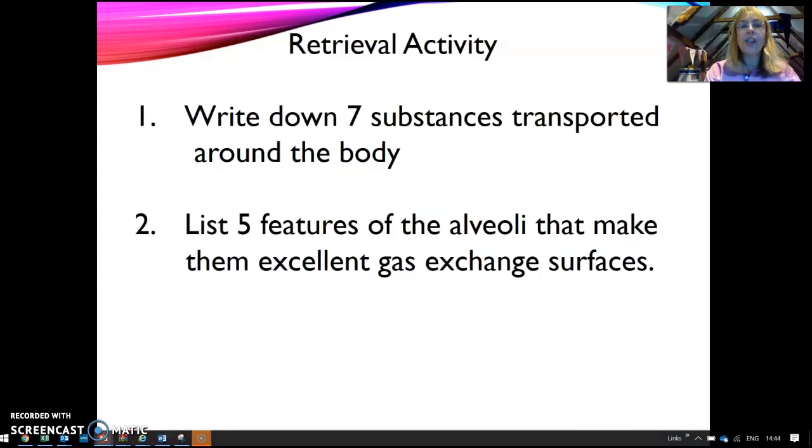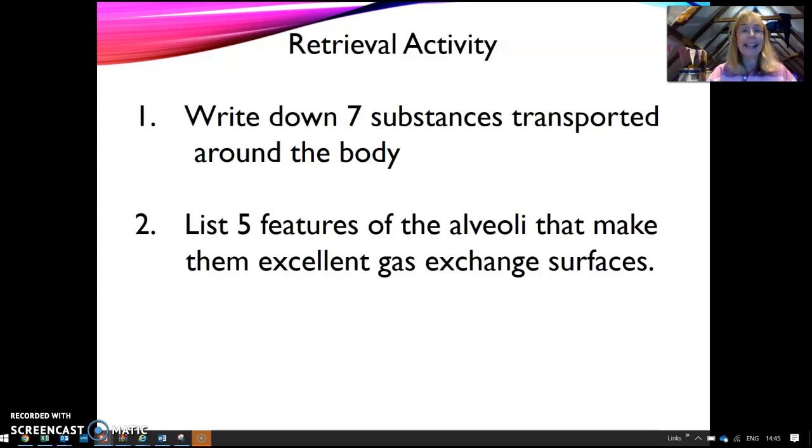Okay, so what I would like you to do, just to help you go back and think about what you learned last lesson, first of all, without looking at your notes, see if you can list 7 different substances that we spoke about that are transported around the body. And then, can you think of 5 features of the alveoli that make them excellent gas exchange surfaces? So try and write them down, and then go and have a look at your notes. Okay, how did you do?